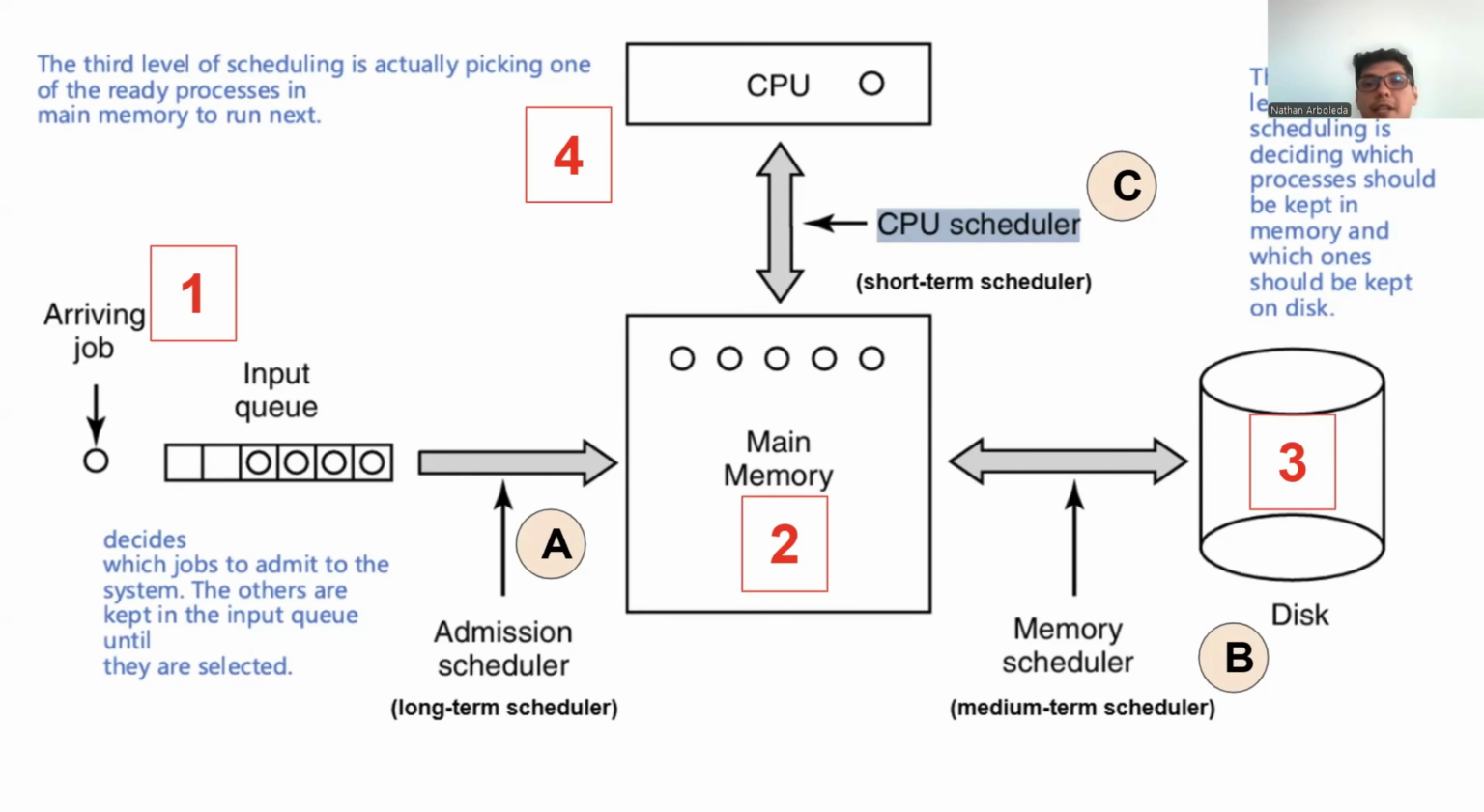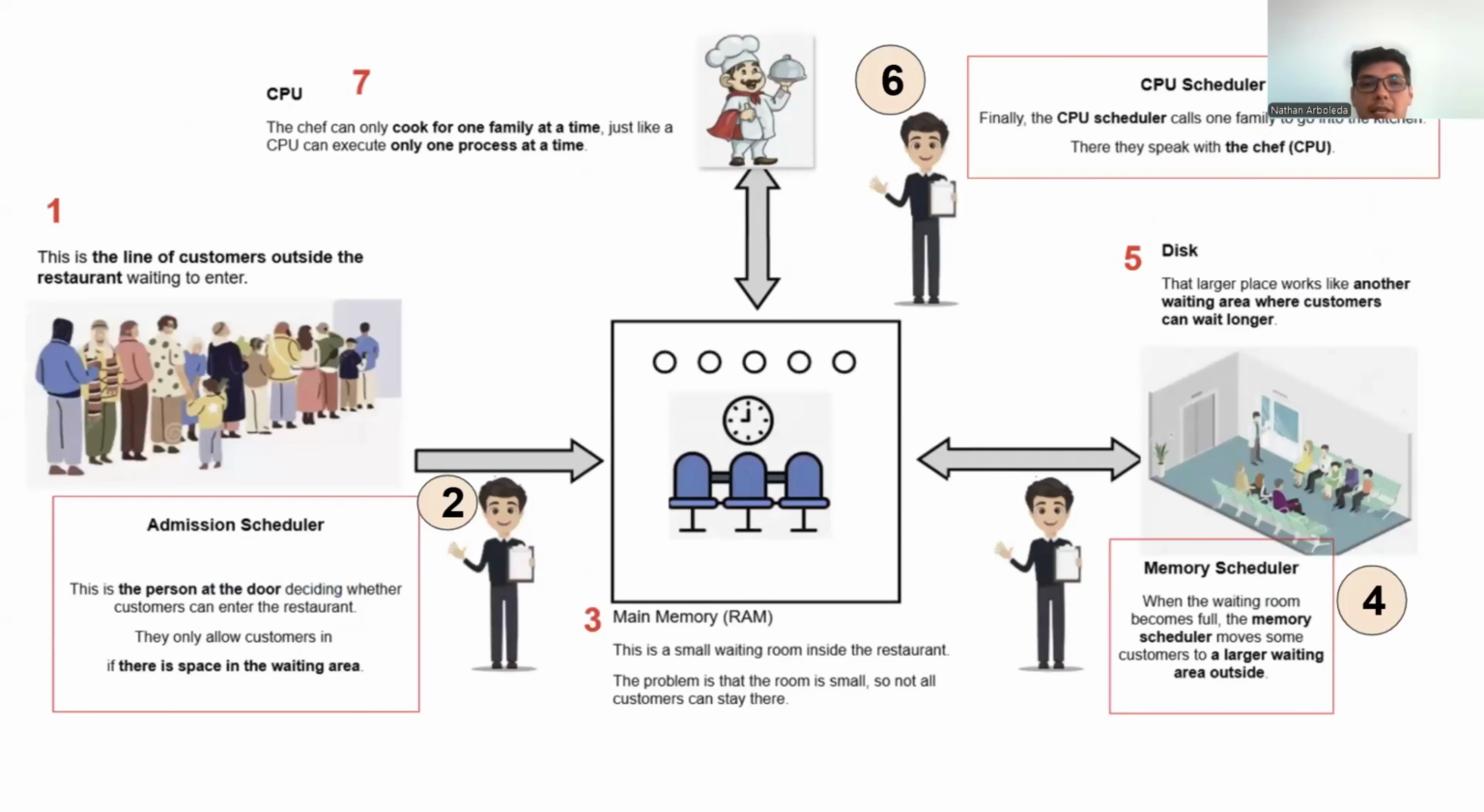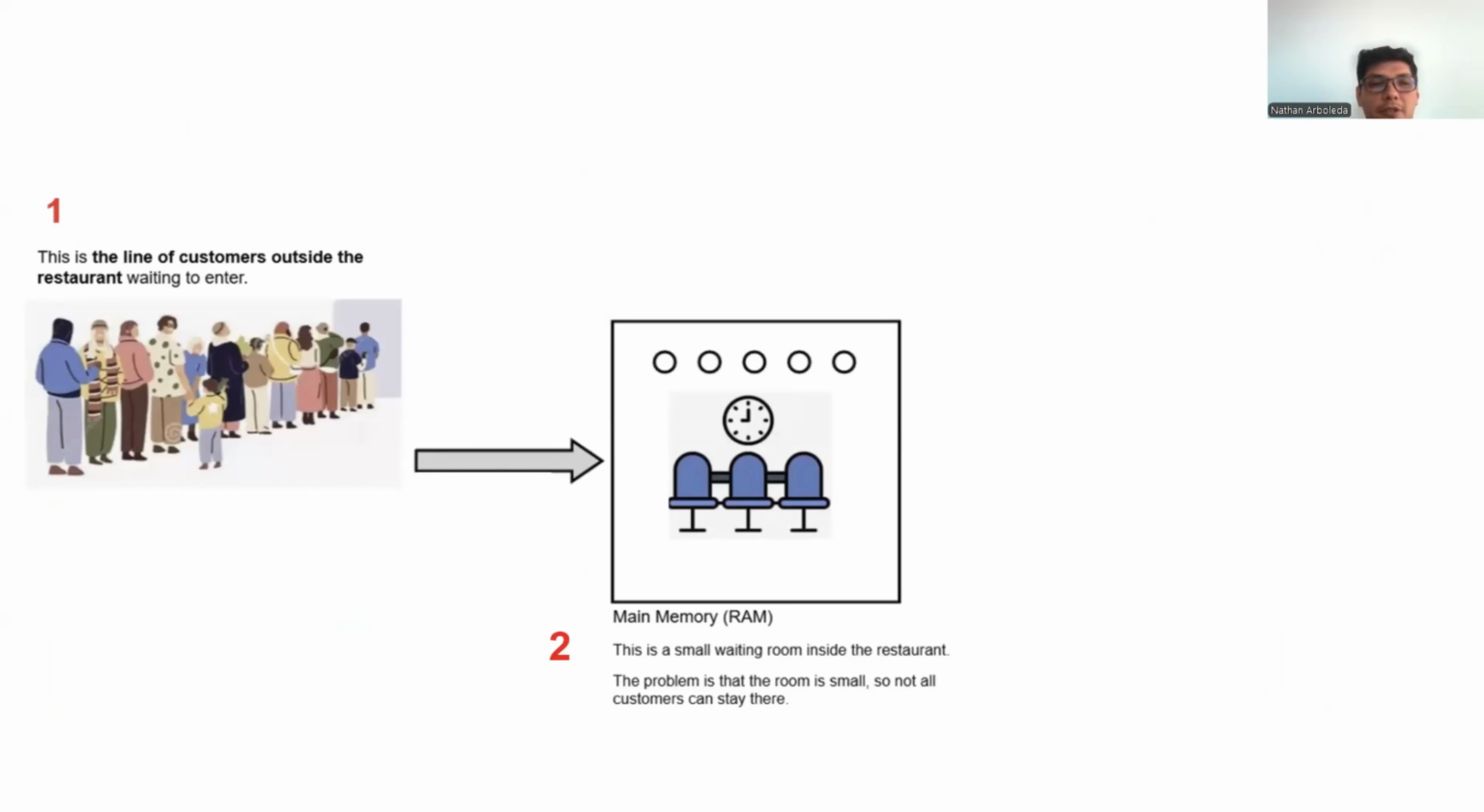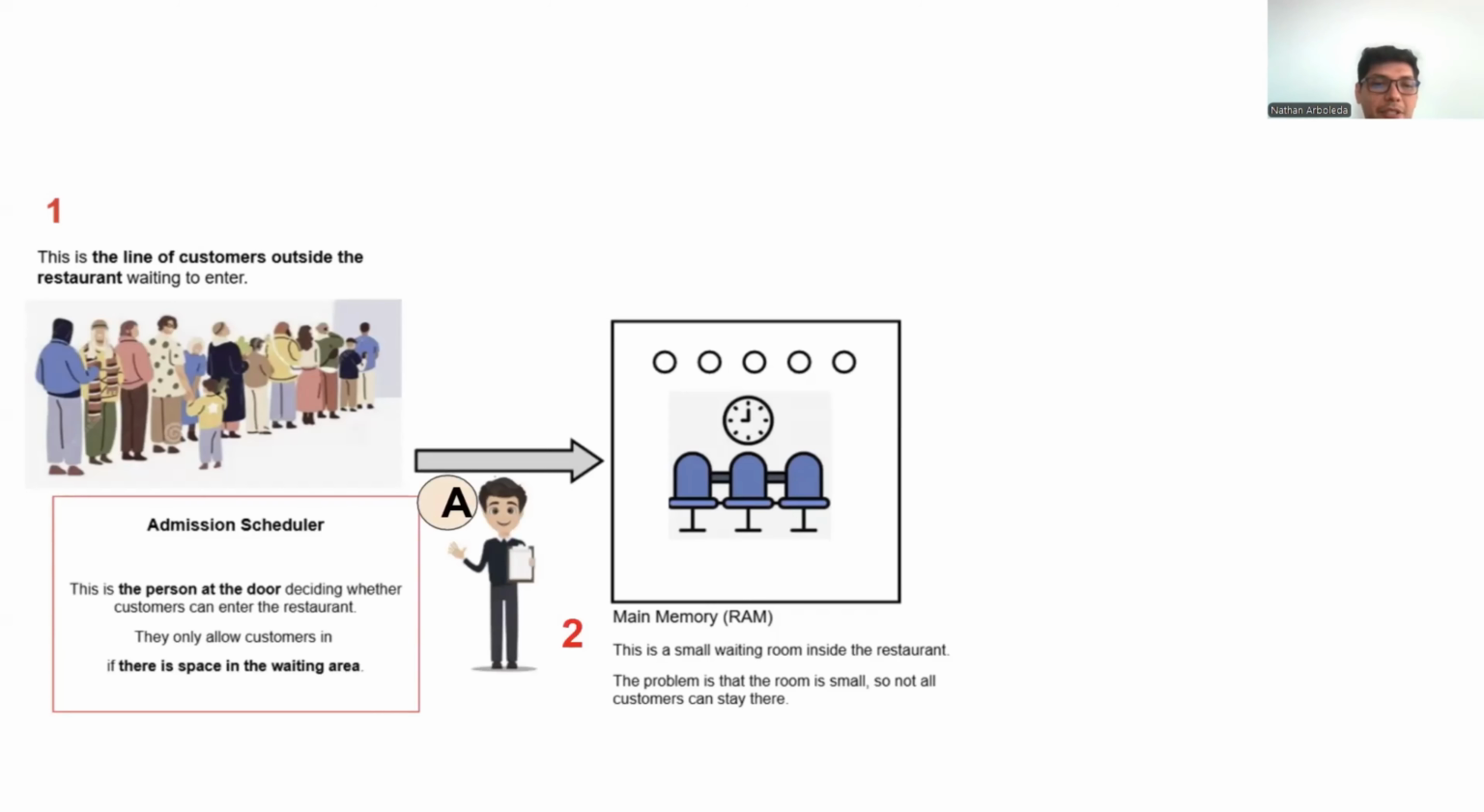To understand this, let's break it down with an analogy of a restaurant. This is the same idea, but with a more friendly story. First, we have a line of customers waiting outside and they want to go into a waiting room. The problem is that the room is small, so not all customers can stay in. So we need a middleman, someone who can organize the line of customers waiting to go into the waiting room. And for that, we have a host. This is the person at the door deciding whether customers can enter the restaurant. They only allow customers in if there is space in the waiting area.